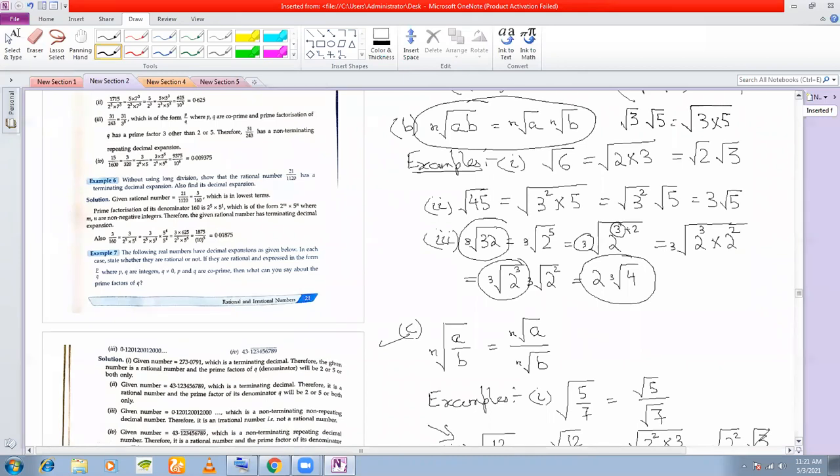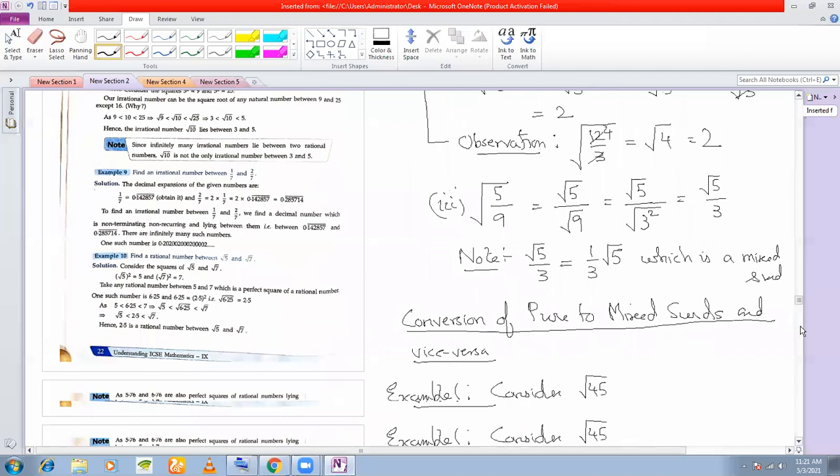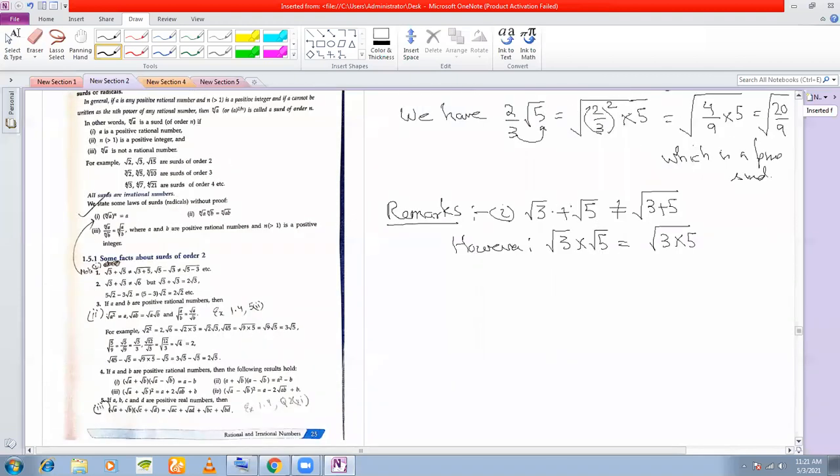Clear with this or not? Yes, sir. Clear. So when you have a plus sign in between, you cannot make the two numbers enter a single radical. But when there's a multiplication sign in between, you can make the number enter a single radical like this. Very, very important remark. Okay, do not forget.